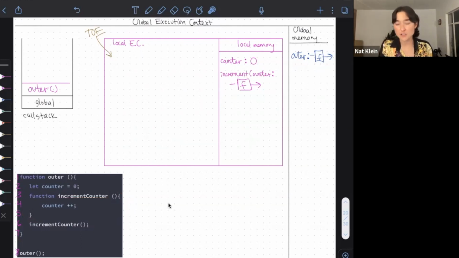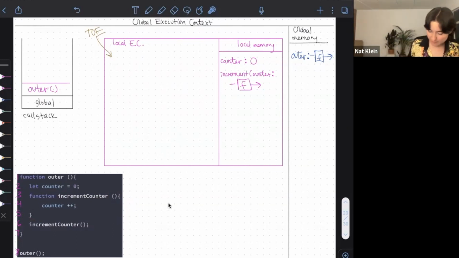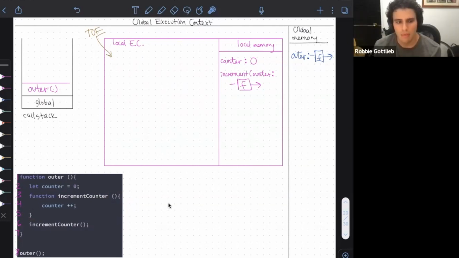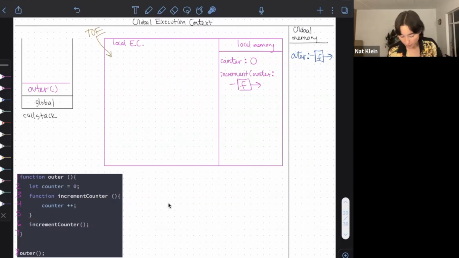Our thread of execution moves down to line 6, where we are invoking this function. So the interpreter is going to hit line 6. It's going to see this label increment counter, and it's going to go, okay, what is the value of increment counter? We have these parentheses here, so we know it's a function, and the interpreter is going to look in local memory for this label increment counter. It's going to see it's this function definition that I have stored here, which in our code snippet is here.